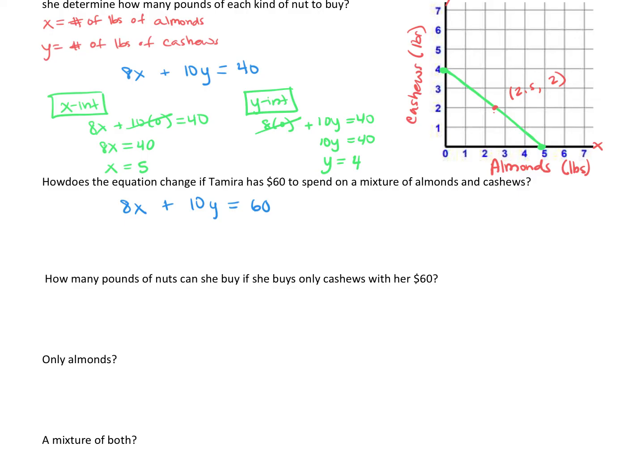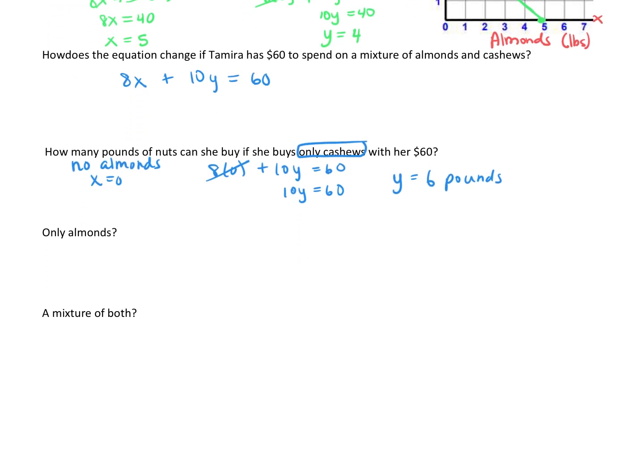How many pounds of nuts can she buy if she buys only cashews with her $60? If she's buying only cashews, that means there will be no almonds. Almonds are represented by x, so our x value would be a 0. So let's plug in a 0 for the x and see how many cashews she can buy. 8 times 0 is gone. We've got 10y equals 60. Divide both sides by 10. y equals 6. So she can buy 6 pounds of cashews if she doesn't buy any almonds.